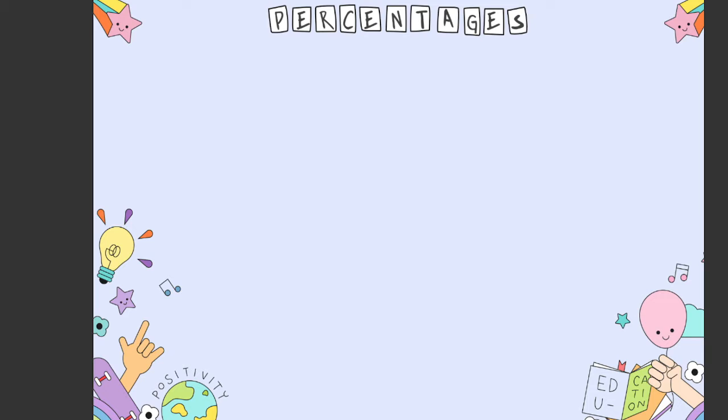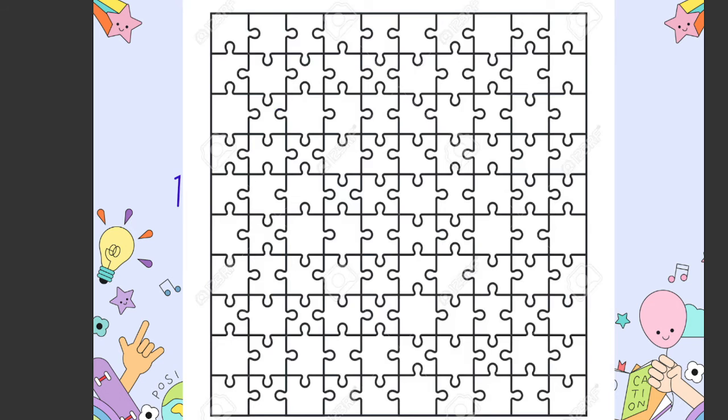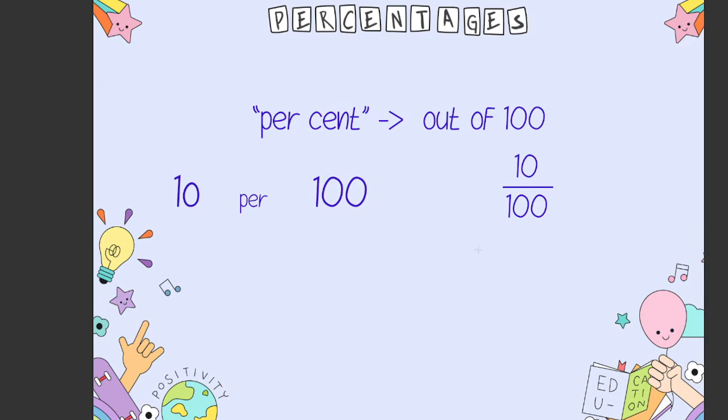So, just an introduction. When we say percent, it means out of 100. So, when we say 10 per 100, we write that as 10 over 100. For example, we have a jigsaw puzzle with 100 pieces. 10 of those pieces are colored orange. What percent is that? Simply have to solve it as such.